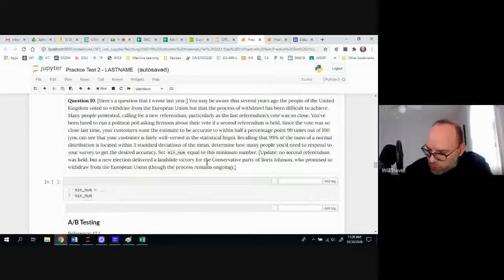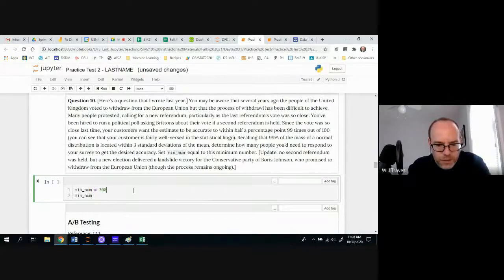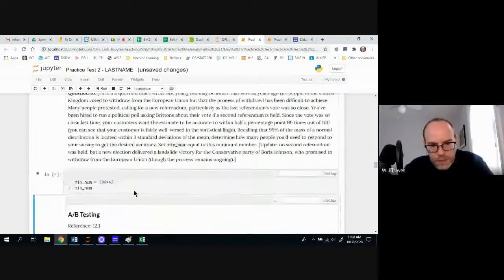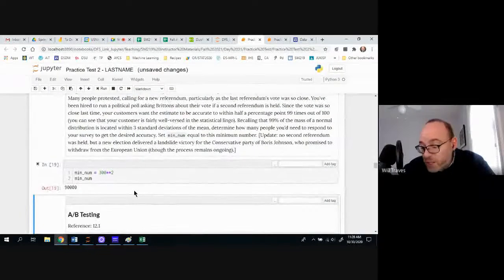equation. 3 over square root of n is less than 1 over 100. Cross multiply, you get that the square root of n has to be bigger than or equal to 300. And if you square both sides, you get that n has to be bigger than or equal to 300 squared. So the minimum number is 300 squared, 90,000. Right? 90,000 is a much bigger number than most political polling. But if you want to get within half a percentage point of the actual answer, 99 times out of 100, you've got to interview a lot of people.